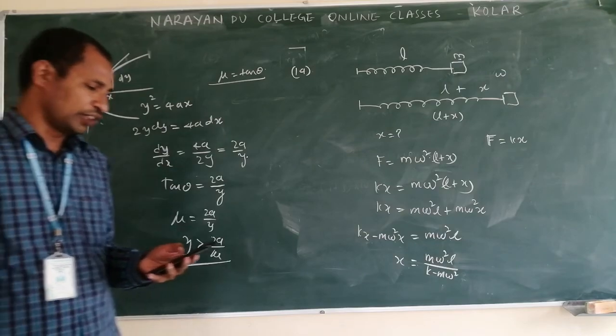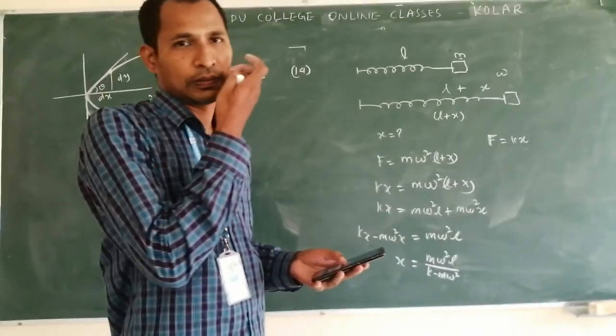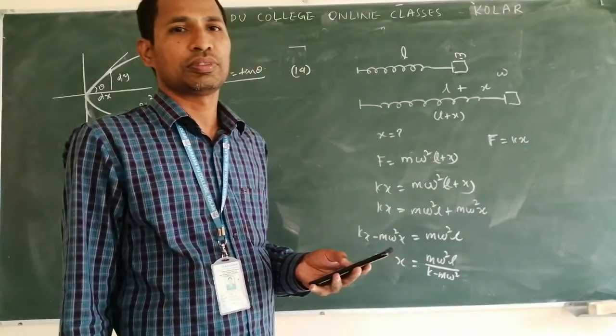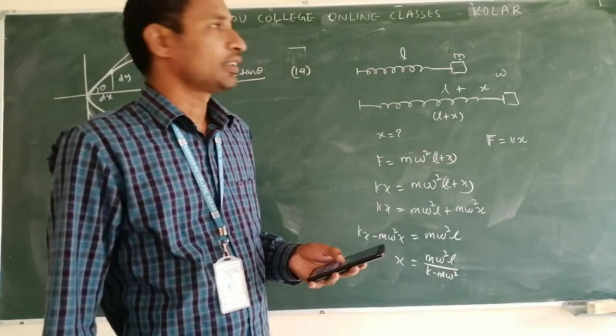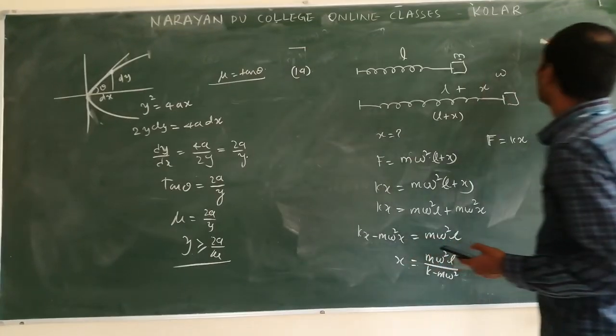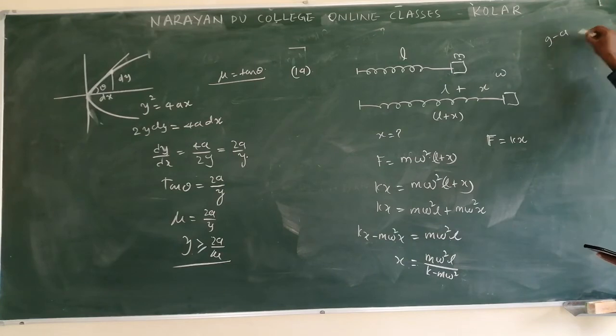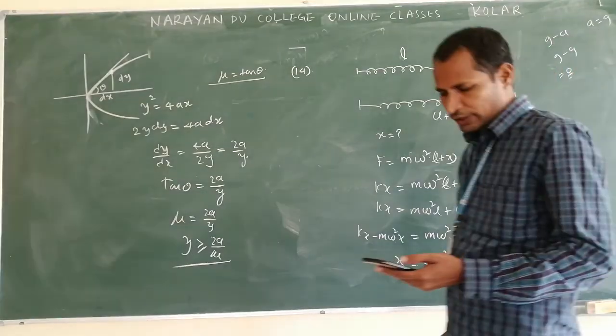Next 15. When free fall, what happened? It will become 0, right? G minus A. When it is free fall, what is that? G minus A. Free fall, A is equal to G. So G minus G is equal to 0. Clear?